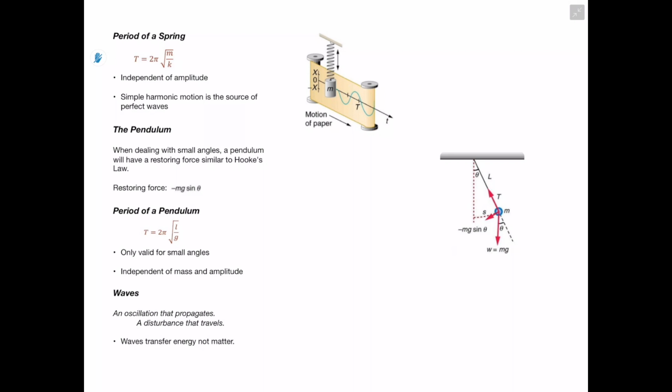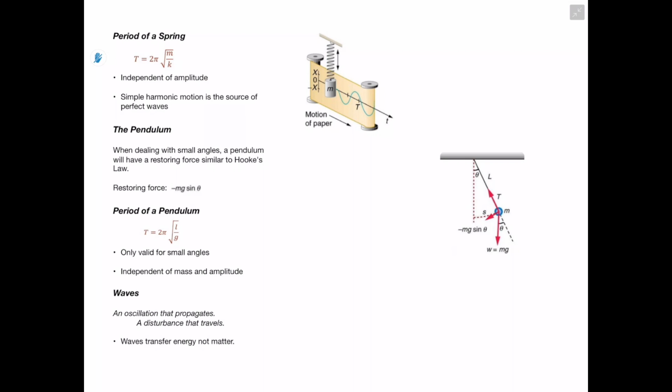Alright, earlier we defined what period was, and now we're going to look at the actual equation we can use to find the period of a spring. And that's 2 pi times the square root of our mass over our spring constant. And what we can see here is that this is going to be independent of amplitude. So if we're using the same spring and the same mass, we know that no matter how far we pull that spring back, it should have the same period because this is all independent of our amplitude.